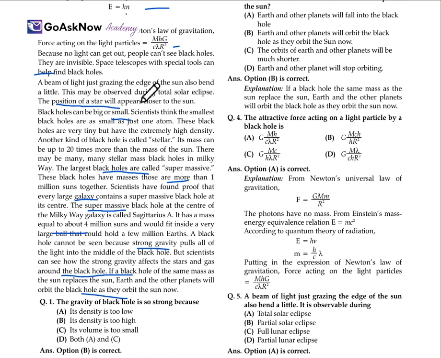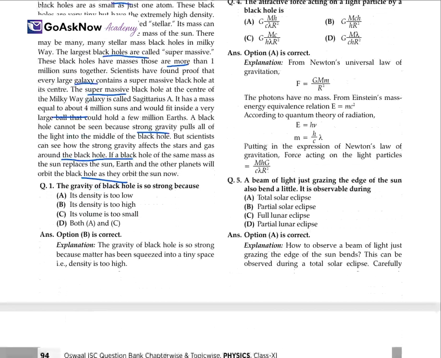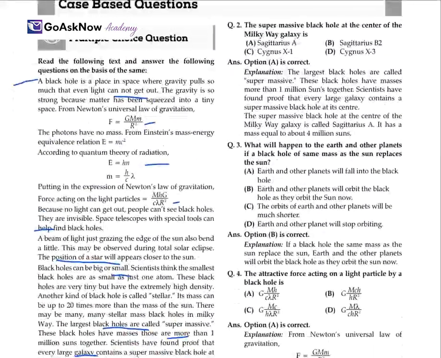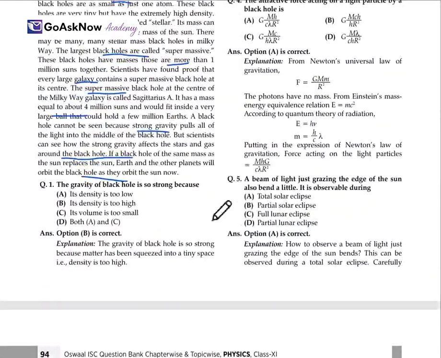So this is the case along with some equations, and we have some respective questions, so we'll have to figure them out. The gravity of the black hole is strong because its density is too low, its density is too high, its volume is too small, both A and C. So here its density is too high, that's why the black hole's gravity is so strong. Obviously, strength depends on the density. The gravity of the black hole is so strong because matter has been squeezed into a tiny space. That's why we can conclude that option B is the correct one.